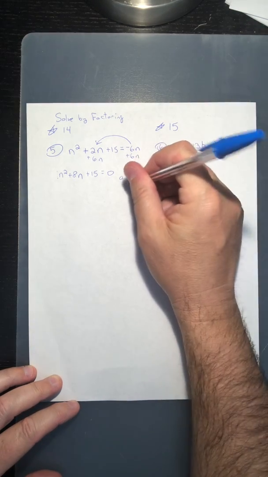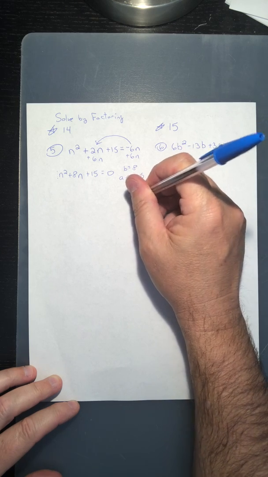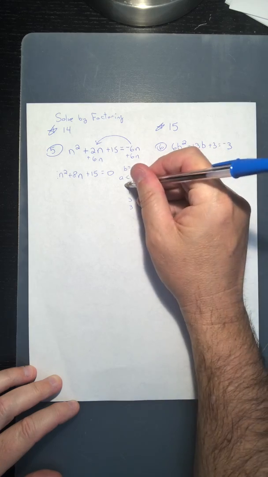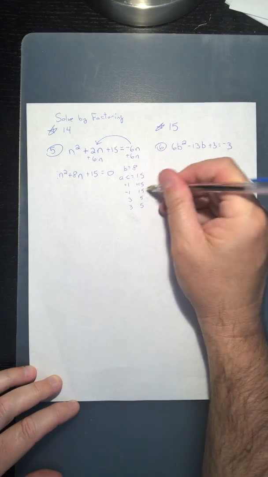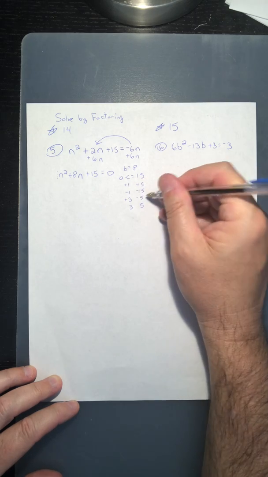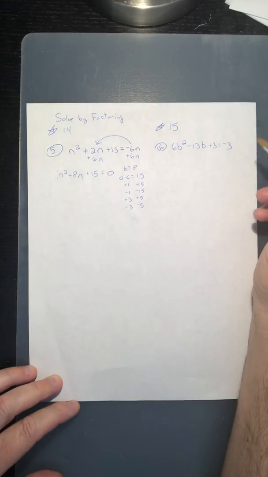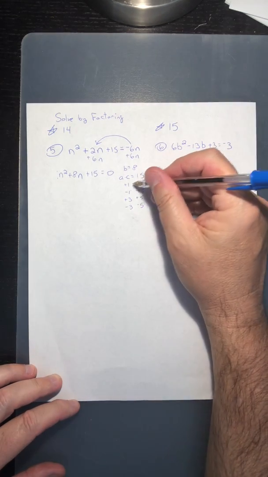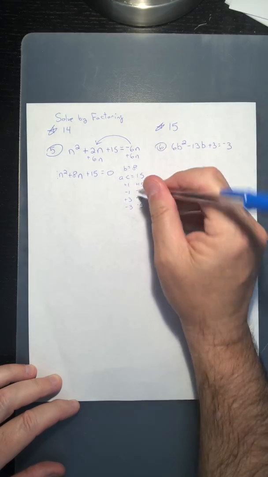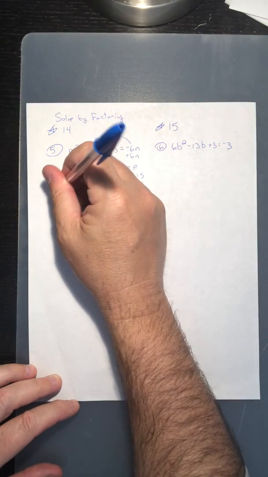It's a positive 15. List your factors of 15, do it twice, and the fact that it's positive, remember we need both of these signs to be the same. So we're going to make the first set positive, the second set negative, the next set positive, and then the last set negative. So now we're looking for the combination that when we add these two columns, we will get positive 8. And my combination is going to be x plus 3, x plus 5.